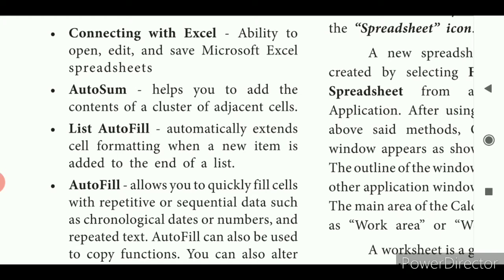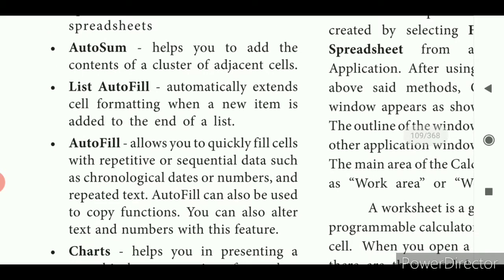Sequentially means one by one. Sequential data such as chronological dates or numbers, and repeated text. AutoFill can also be used to copy functions. You can also alter text and numbers with this feature. Then charts. What do charts mean?